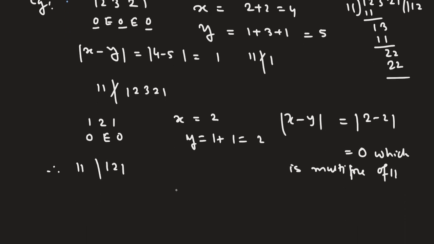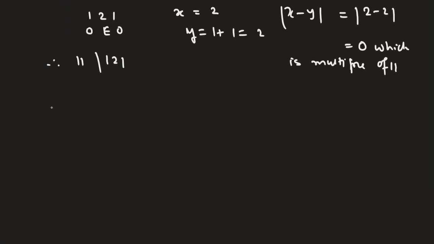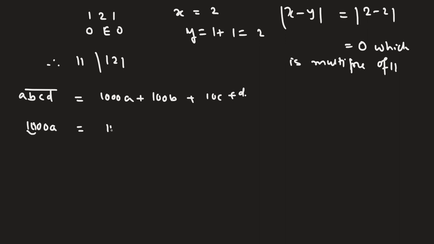So why is this rule working? What is the reason behind that? Take one example, a general case. I am taking this 4 digit number. So this I can write as 1000A plus 100B plus 10C and then D. Now 1000A I want to write in this way: 10, this 10 I am going to write as 11 minus 1 and then multiply with 100. So this will be 11 times 100A minus 100A.